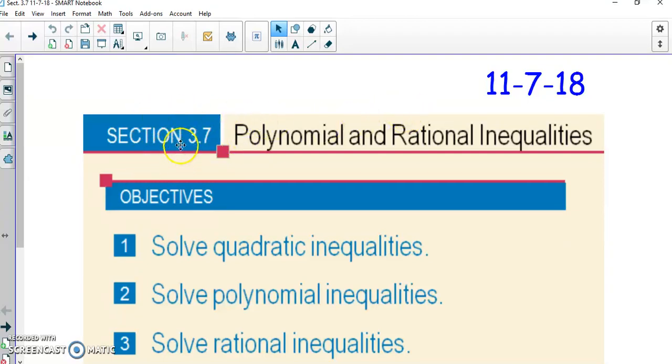All right, this says section 3.7, but actually in the new book it has been changed to 1.7. But we've always done it in this order, and they still want us to keep the order from start state. So we're going to do polynomial inequalities today, and we'll save rational inequalities for tomorrow.